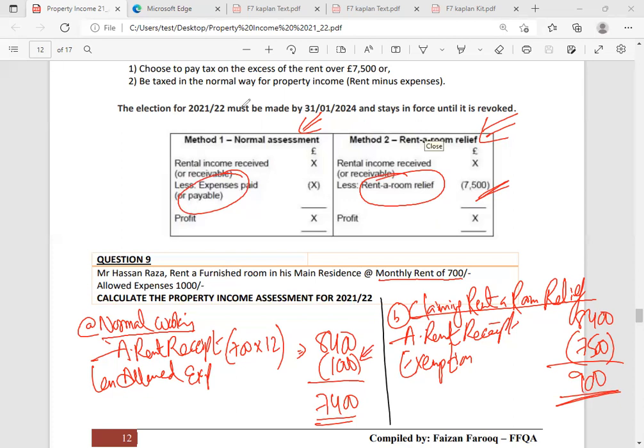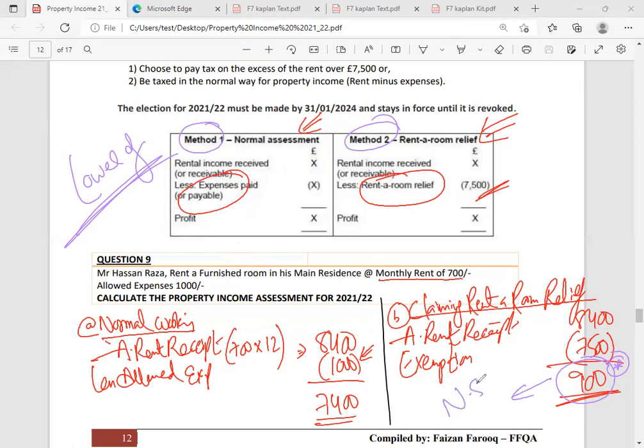The second one. Means you want to say this, right or wrong? Yes. So this is the correct thing. We will not take 7,400, we will take the lower amount in non-savings, and we are going to pay tax only on the property income of 900, not on 7,400. This is called rent a room relief, and there is a very important date you must remember.